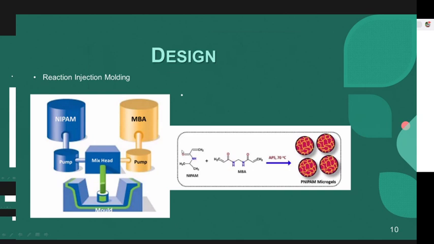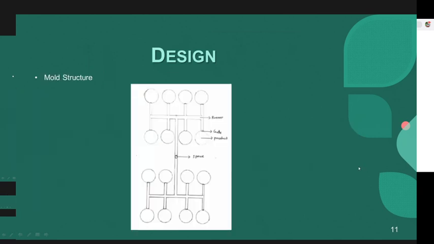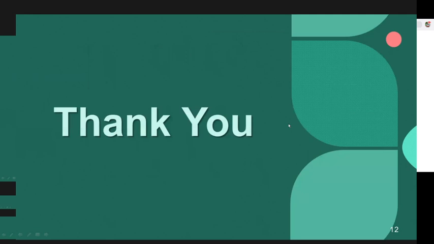Here NIPAM and MBA react at 70 degrees Celsius in the presence of ammonium persulfate to produce PNIPAM, poly-NIPAM microgels, in the mold. Polymerization reaction occurs in the mixing head. And here is the mold structure we designed. Thank you.